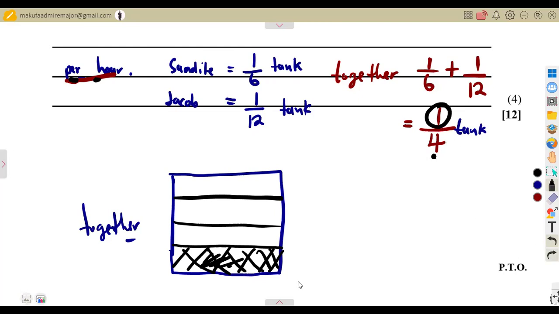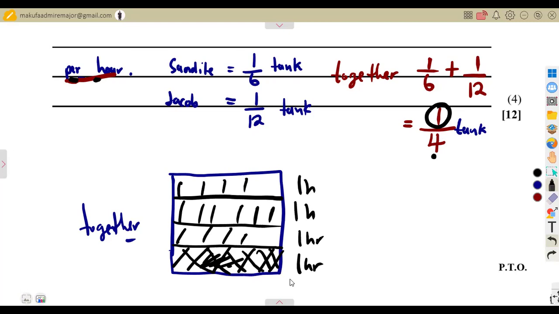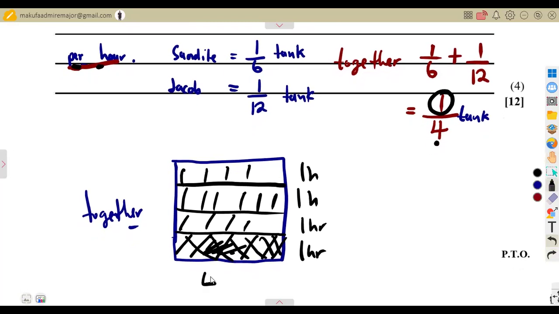So it's like, this is an hour, they cover one part. Another hour, they're going to cover one part. Another hour, another part. Another hour, and until they finish 4 parts of the tank. So it means together they are going to take 4 hours to complete or to fill up the tank. One out of 4 parts of the tank, they fill together in an hour.